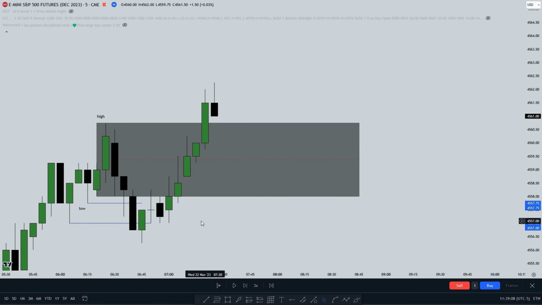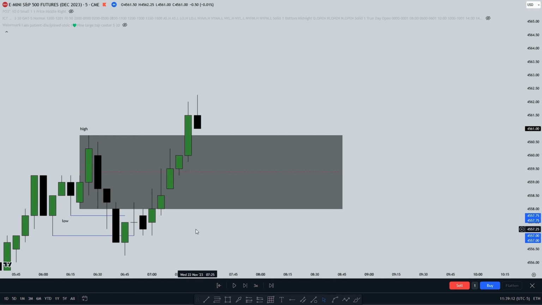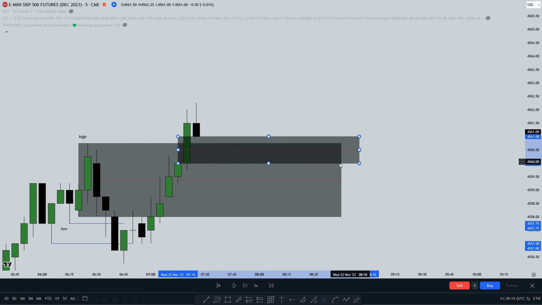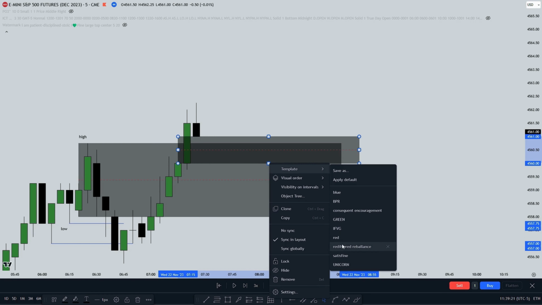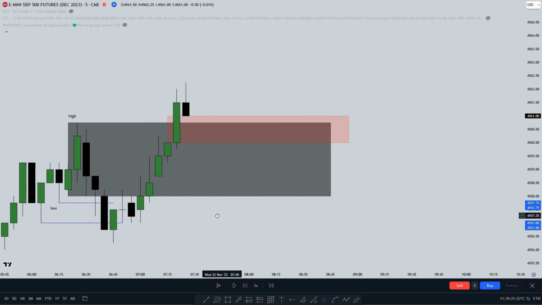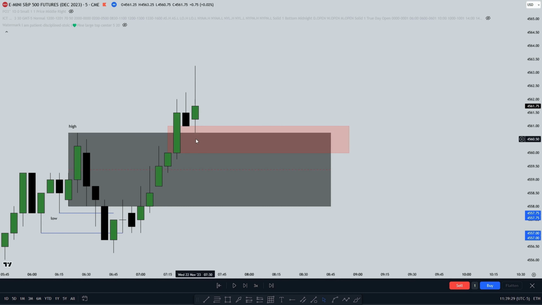So now that we have found our breaker range, we want to see if we can find any form of PD array in this breaker. And as you see right here, we have a fair value gap that we could use to combine with the breaker. So now let's see what happens. So right here, we touch the breaker with the fair value gap.